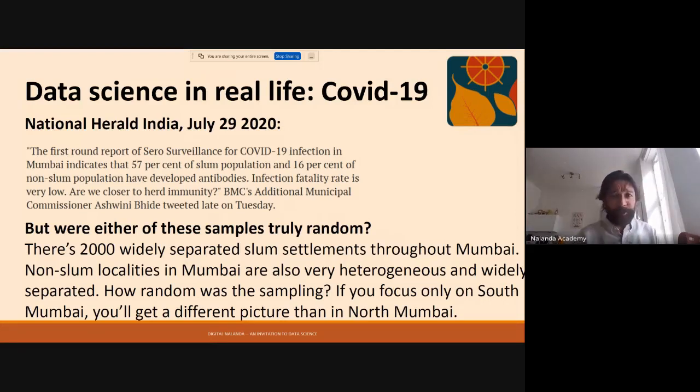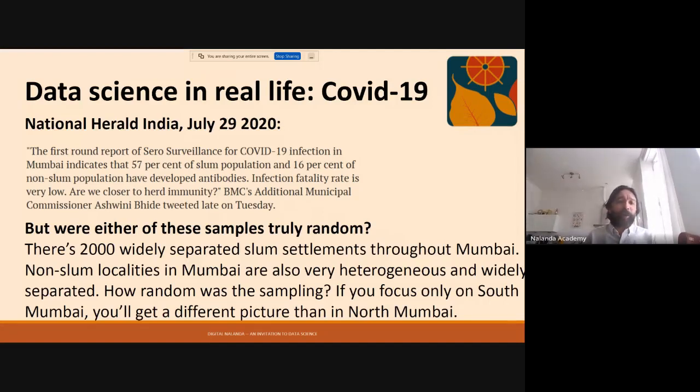Okay, more than 60%. So if almost 60% of 60% of the population has already had it, and 16% of the 40% that's left over, that's a lot of people, right? And so they're saying that maybe most Mumbaikars have had COVID already, so therefore are we close to herd immunity?